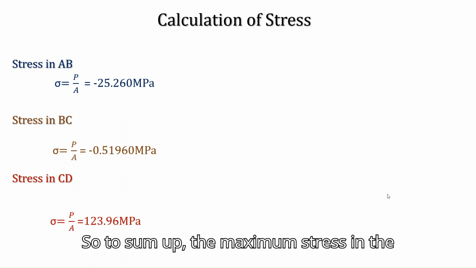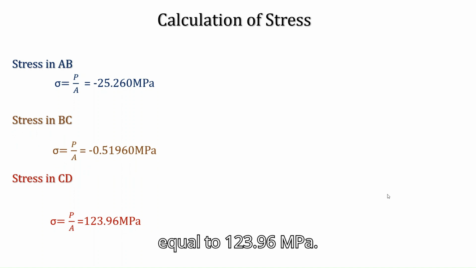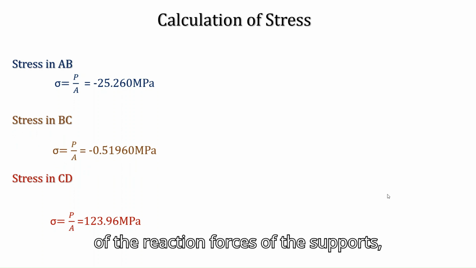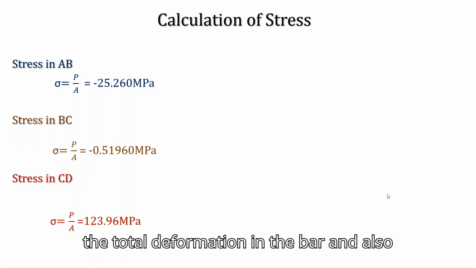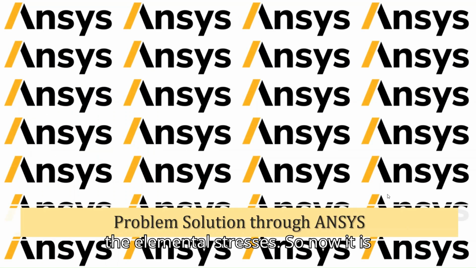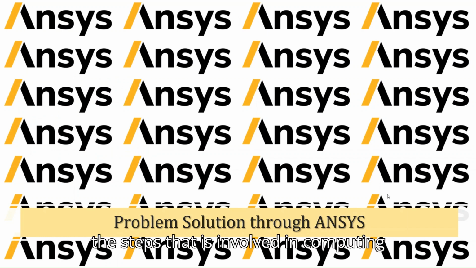To sum up, the maximum stress in the structure is at the portion CD, which is equal to 123.96 megapascals. With this, we have computed the values of the reaction forces at the supports, the total deformation in the bar, and also the elemental stresses. Now it is time for us to compute the same values using the ANSYS Workbench. Let us see the steps involved in computing the values using the ANSYS Workbench software.